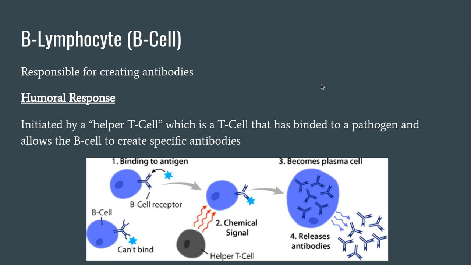The other one is the B cell, known as the B lymphocyte. B cells, as they are builder cells, are actually going to create antibodies. When what's known as a helper T cell presents one of those antigens to the B cell, the B cell will then be able to create specific antibodies to stop that pathogen in its tracks. And this is known as the humoral response.